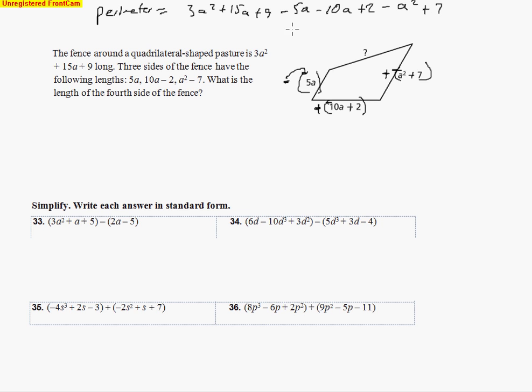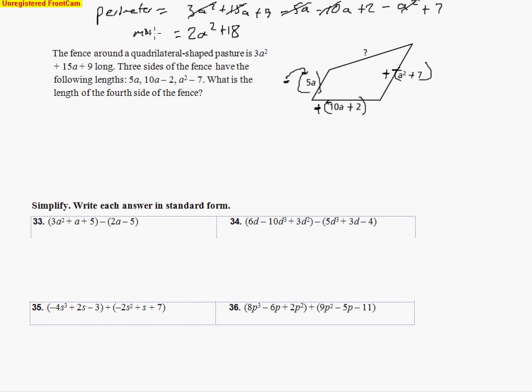So now I can go ahead and collect. And so I'll collect the a squareds, so 3a squared. And I go way over here to the minus a squared, and that makes 2a squared. So I'm going to cross these off since there's so many terms here. And then I have a 15a minus a 5a minus a 10a. Well, those are all going to cancel because the minus 5a minus 10a make negative 15a, plus 15a makes just 0. So those all cancel out. And then I just have this 9 and 2 make 11, plus 7 gives me 18. So there it is. That is the missing side.